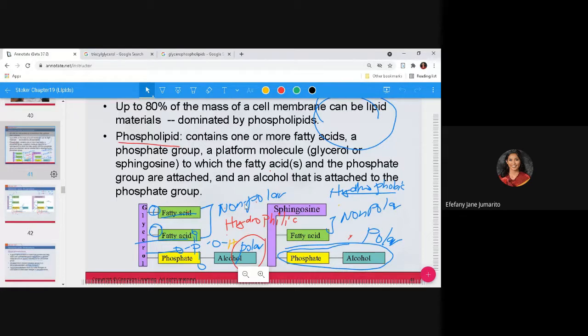Okay, what's the difference between triacylglycerols and glycerophospholipids? Focus on the structure.